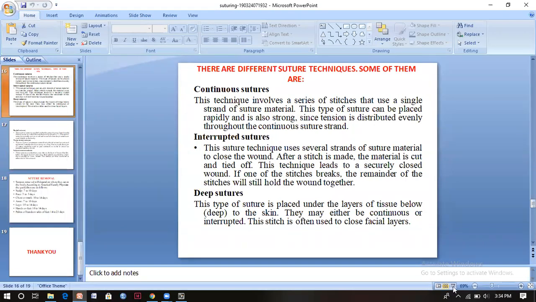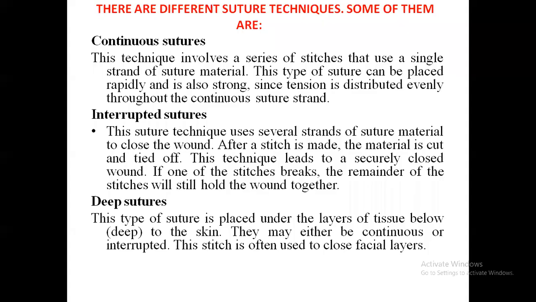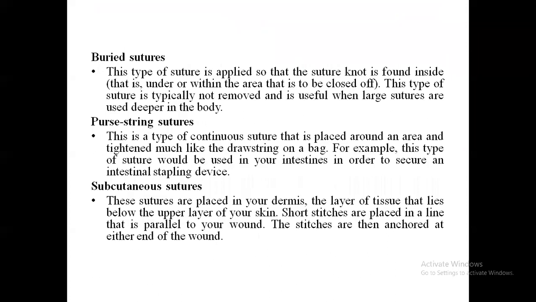So this was about the types of suture: continuous, interrupted, and deep sutures, okay? Then we have other kinds as well. We have buried suture, okay? Buried suture is something which is inside, okay? We are not going to see it, okay? A large kind of suture are kept inside. Sometimes we don't see the sutures outside, okay? Why? Because the suture is made in such a way that it is not seen outside, okay?